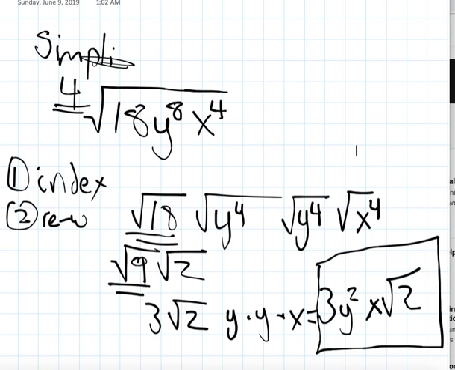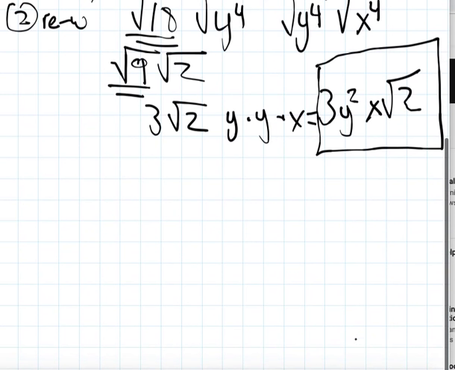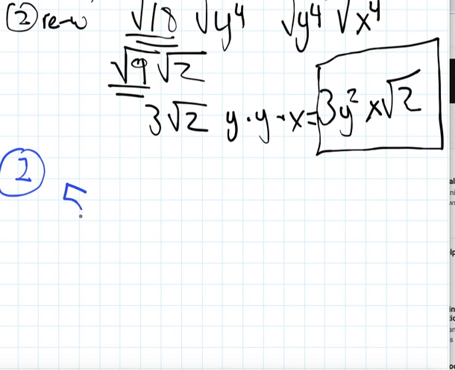Okay, let's do some more practicing. See if I have more room in this page. Okay, let's change colors. Let's do number 2. Let's say they give you the following.